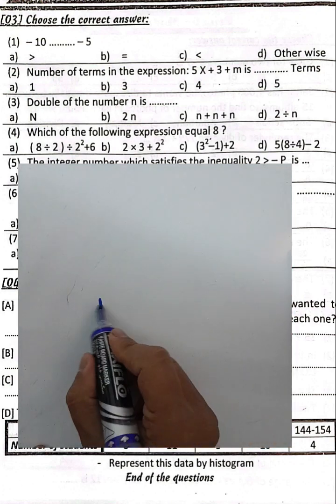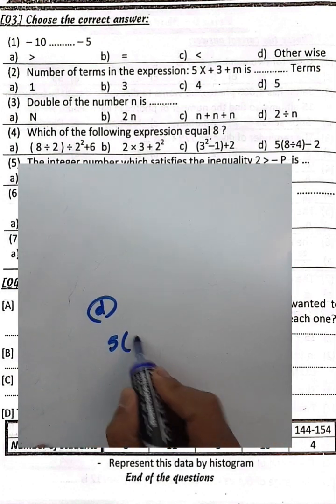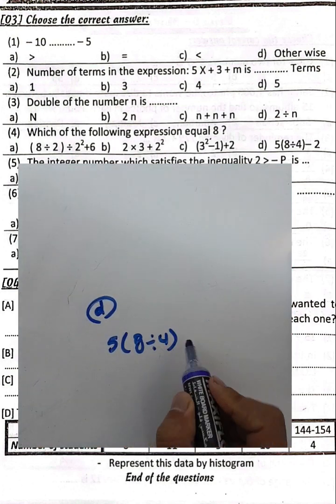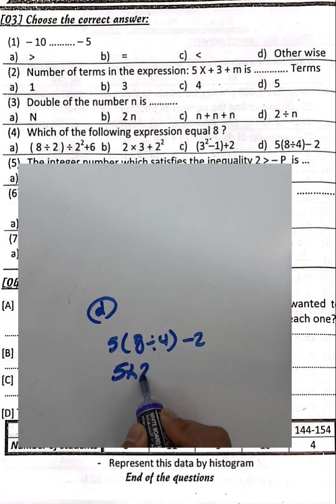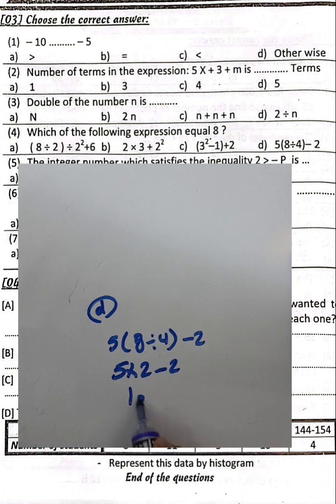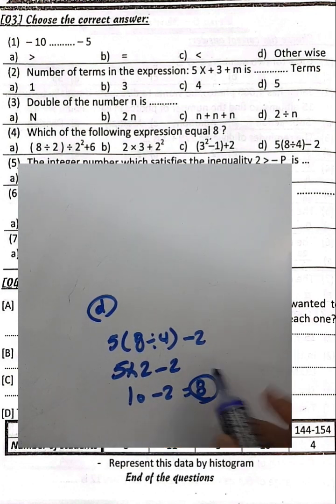Letter D. 5 product by 8 divided by 4 minus 2. 5 product by 8 divided by 4, it will be 2, minus 2. 5 times 2 equals 10. 10 minus 2 it will be 8. Okay, choose letter D. It's true. Choose letter D about question number 4.